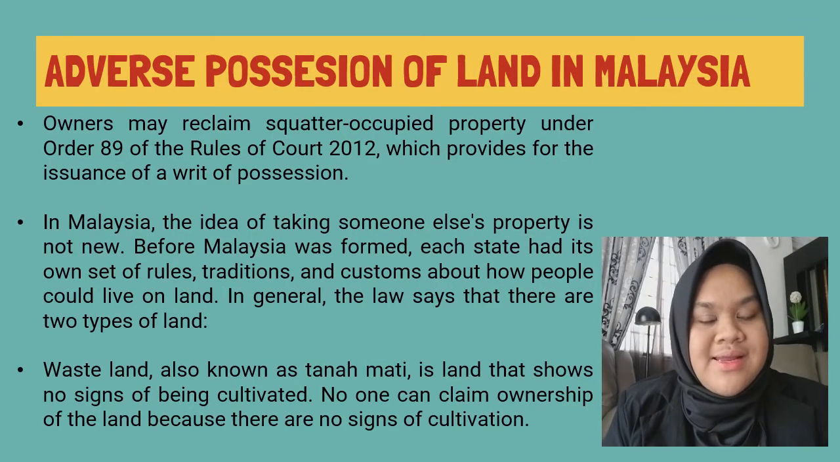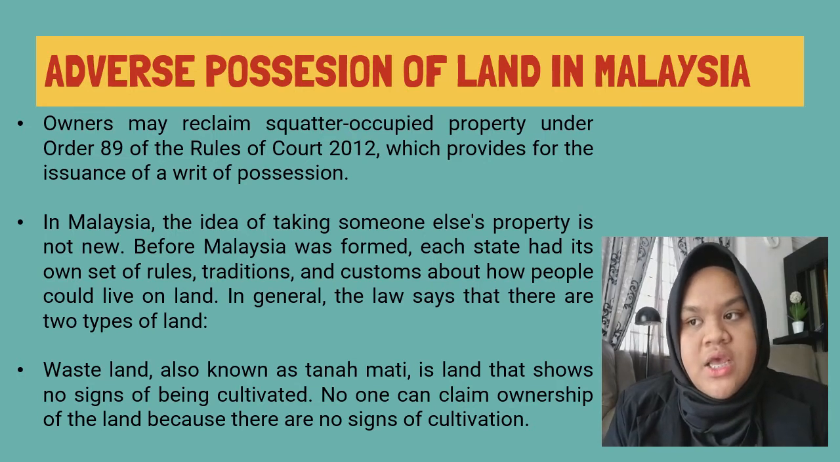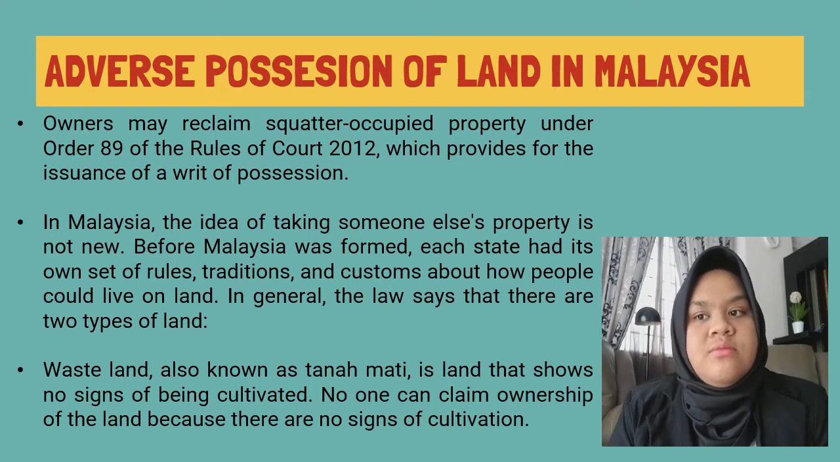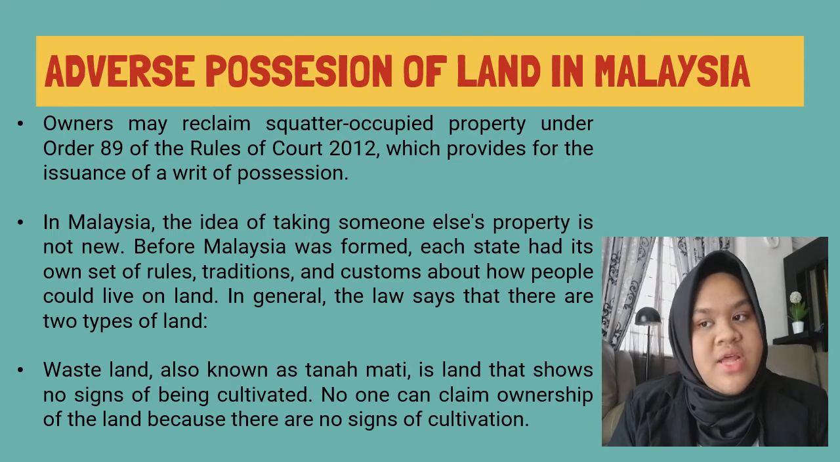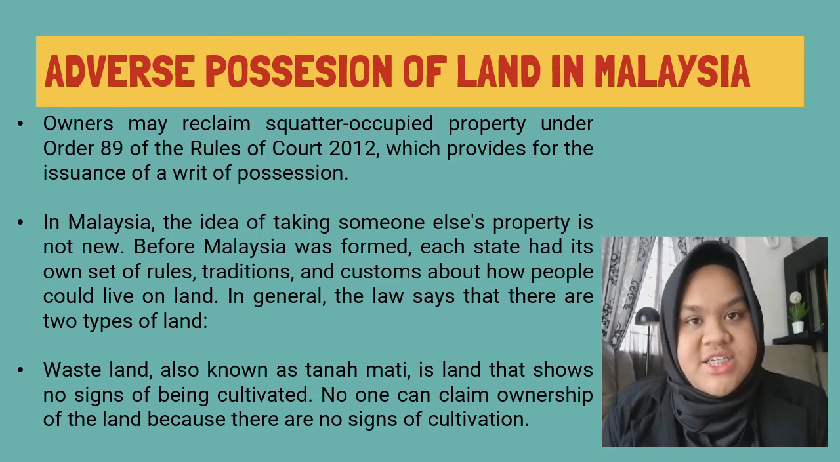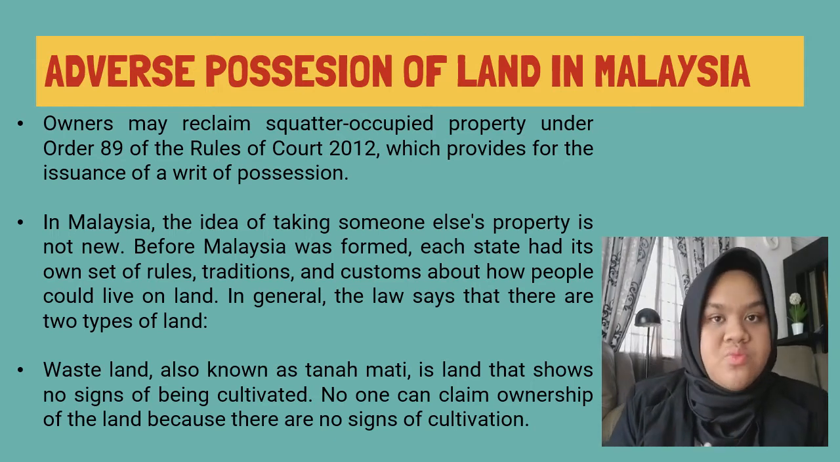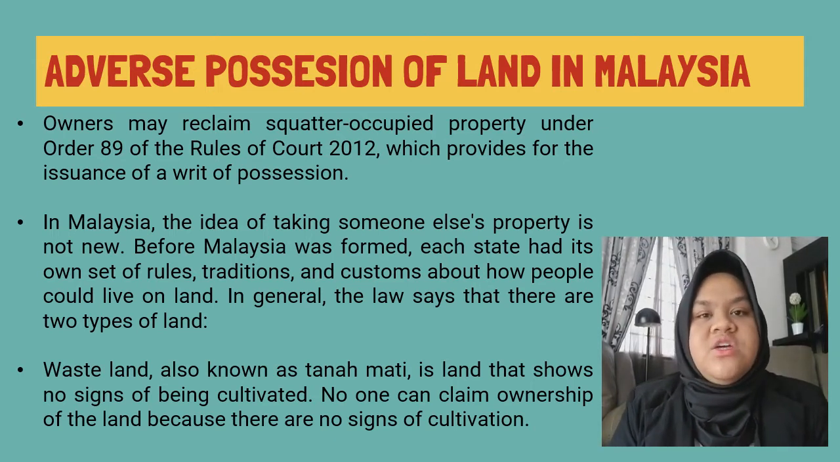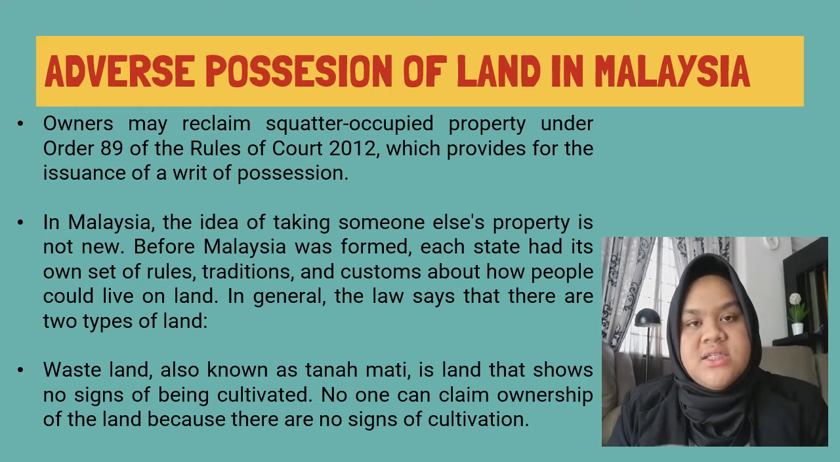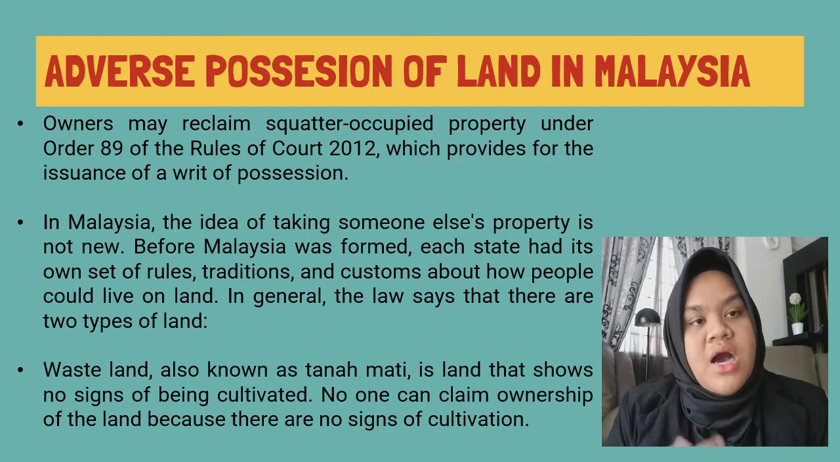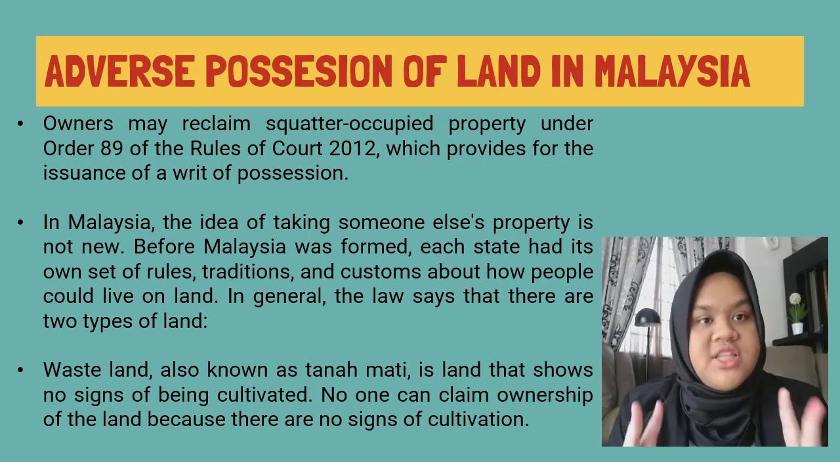Malaysia does not recognize the concept of adverse possession. In order to take back the squatter's occupied property, owners can use Order 89 of the Rules of Court 2012, which allows them to do so through a writ of possession. However, in Malaysia, the idea of taking someone else's property is not new. Before Malaysia was formed, each state had its own set of rules, traditions, and customs about how people could live on land.